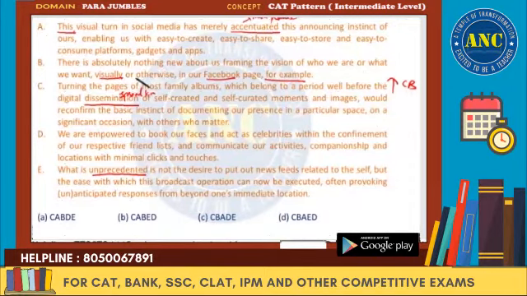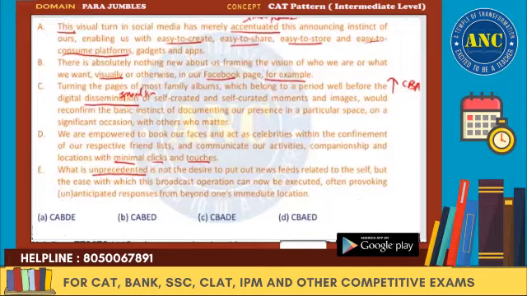So does CBA also make sense? Yes. Then what is D saying? We are empowered to book our faces and act as celebrities within the confinement of our respective friend list and communicate our activities, companionship and location with minimal clicks and touches. How you're able to do a lot of things with minimal clicks and touches goes logically along with easy to create, easy to share, easy to store, basically easy to do everything. So everything is now easy to do, so that you can do a lot of things with a lot less number of clicks and touches. So A and D seems to be a good logical flow as well.